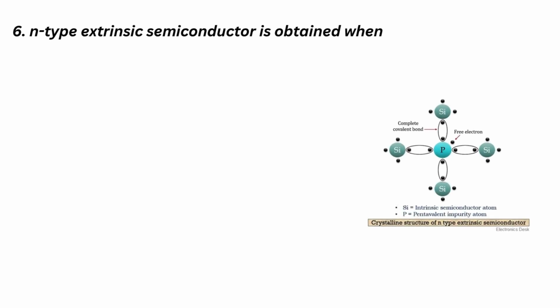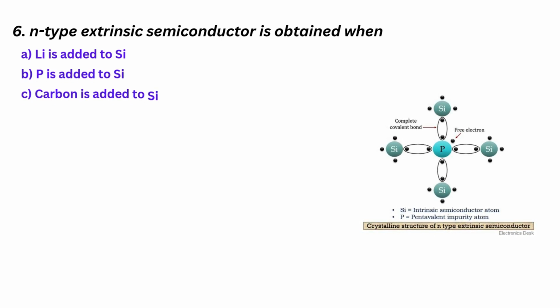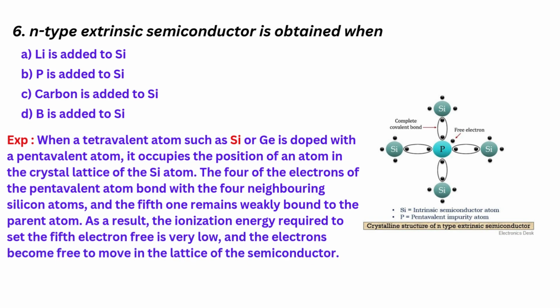N-type extrinsic semiconductor is obtained when lithium is added with silicon, phosphorus is added with silicon, carbon is added with silicon, or boron is added with silicon. The correct answer is: N-type extrinsic semiconductor is obtained when phosphorus is added with silicon.